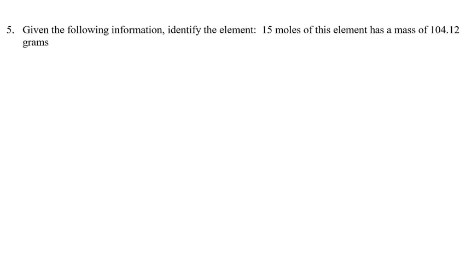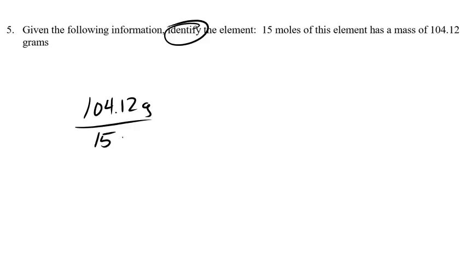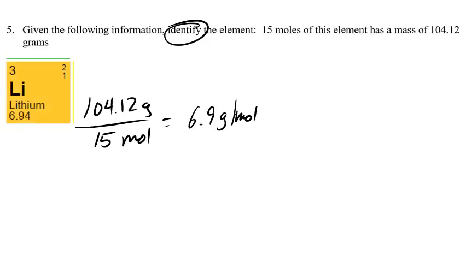Identify the element. We have 15 moles of it. It has a mass of 104.2 grams. If we want to find the molar mass, which is what we're going to use to identify the element, we need something in grams per mole. We have here 104.12 grams per our 15 moles. That's equal to about 6.9 grams per mole, which makes this lithium.